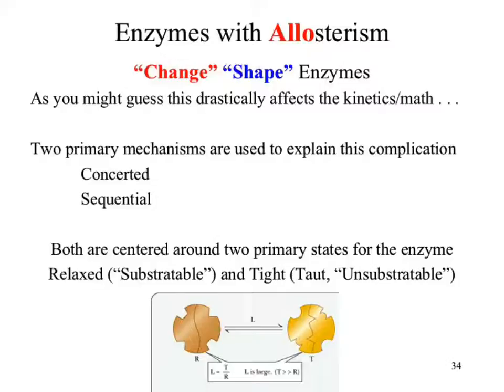Should go up. The enzyme is now active. It can react with the substrate. Okay? So by looking at some of these terms, we can start to apply how we would see that affect further on down the road our mechanism or our rates. Okay? So what they've shown here is L is very, very large. Well, if L is large, that means T is bigger than R, which means I'm in the unsubstratable form.